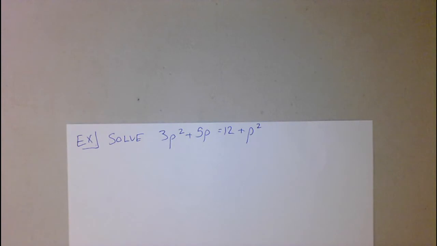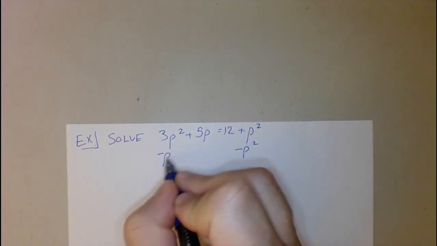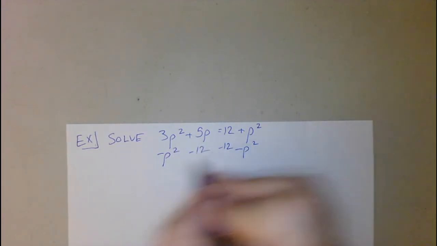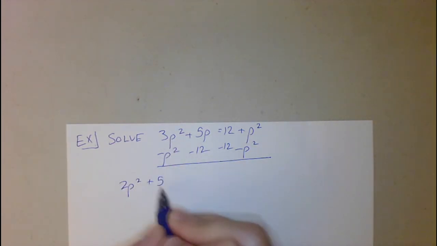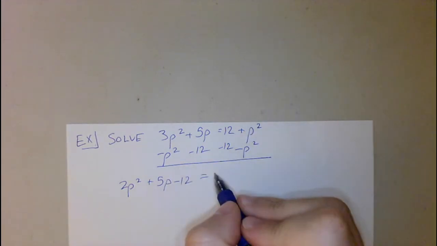Let's try another problem. Let's try 3p squared plus 5p equal to 12 plus p squared. Well, again, get everything on one side of the equation. So I'm going to subtract p squared from both sides. I'm also going to subtract 12 from both sides. 3p squared minus p squared is 2p squared plus 5p minus 12. Everything on the right went away, and so that's set equal to 0.